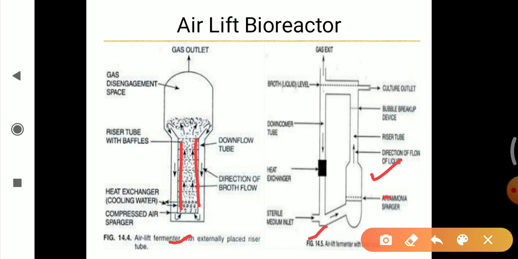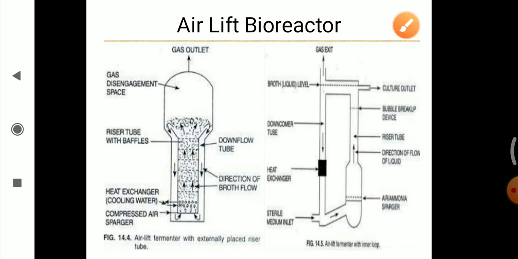Here also, from the sparger the air will be introduced, and that air will lift up all the nutrients and the microorganisms, and in this way it will circulate. This is what the airlift bioreactor with external and internal loop is all about.